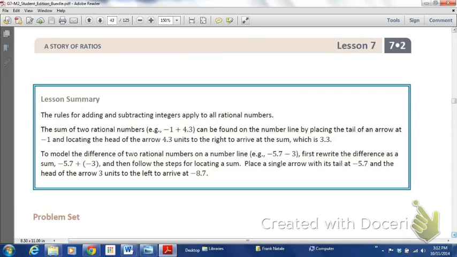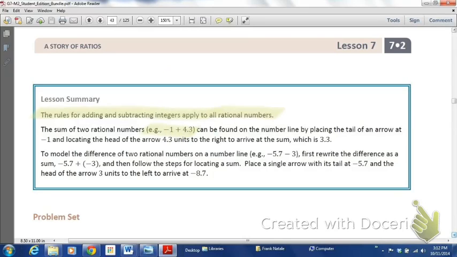Okay, we'll close out here with this lesson summary before you do your problem set and your exit ticket. The rules for adding and subtracting integers apply to all rational numbers. That's a big point of this, is that we learned about integers first. Why did we learn about integers first? We learned about integers first because they're easy, they're whole numbers, but it takes us into that realm of negative and positive.